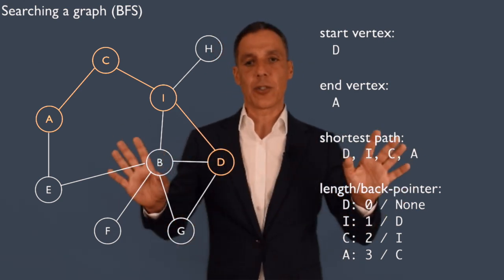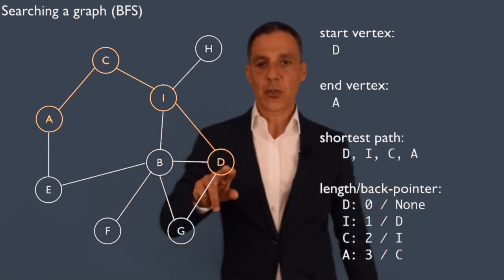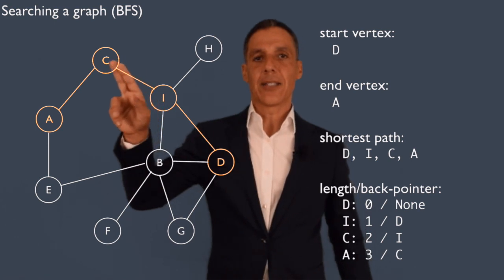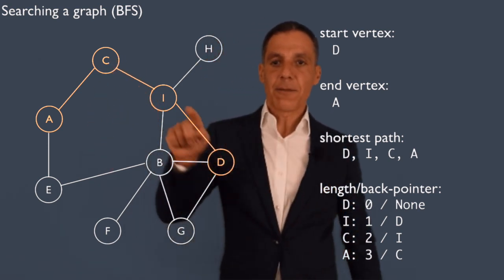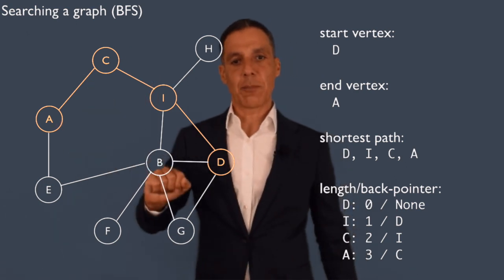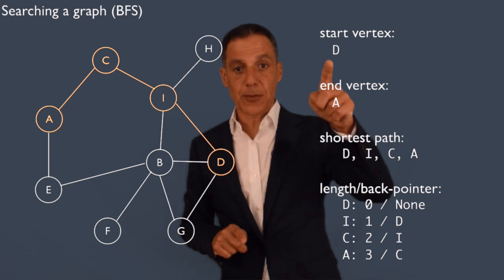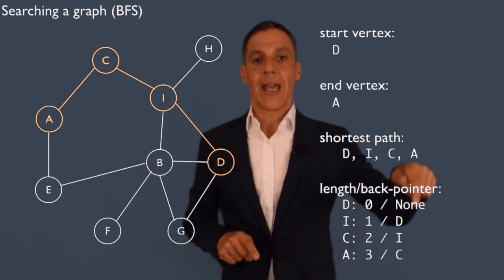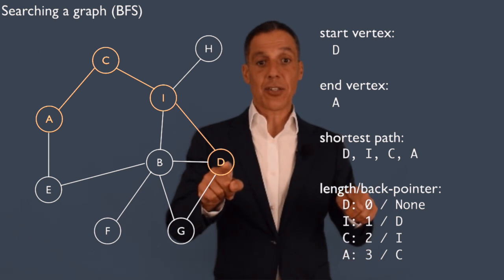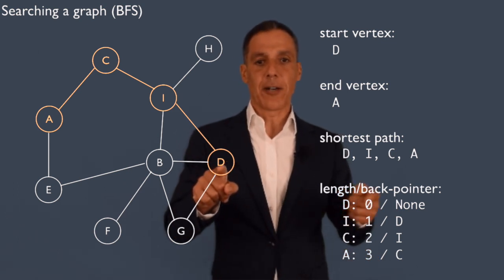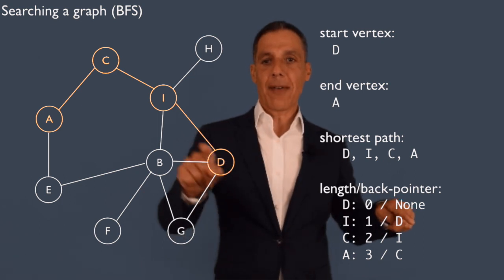So just one of the shortest paths, it doesn't matter which one it is. Let me define, so in this case, let's say the shortest path is D, I, C, A. For every vertex on that shortest path, I'm going to specify the length from the start vertex, so that's 0, 1, 2, 3, and what I call the back pointer. When I start at D, the length to the start vertex is 0, I'm already there, and there's nowhere to go backwards.